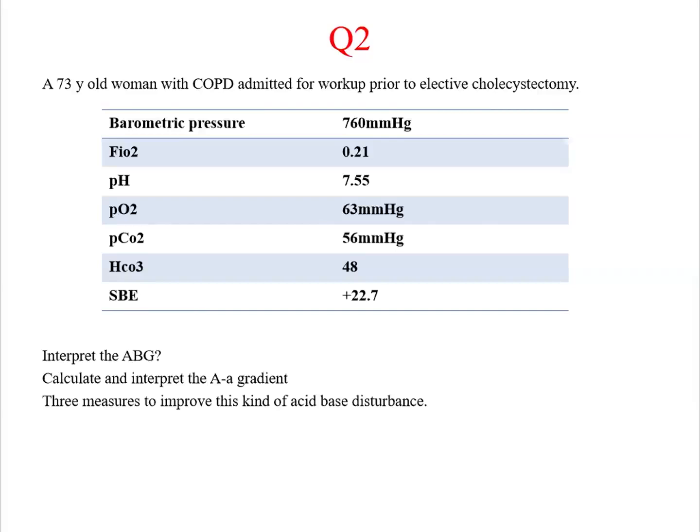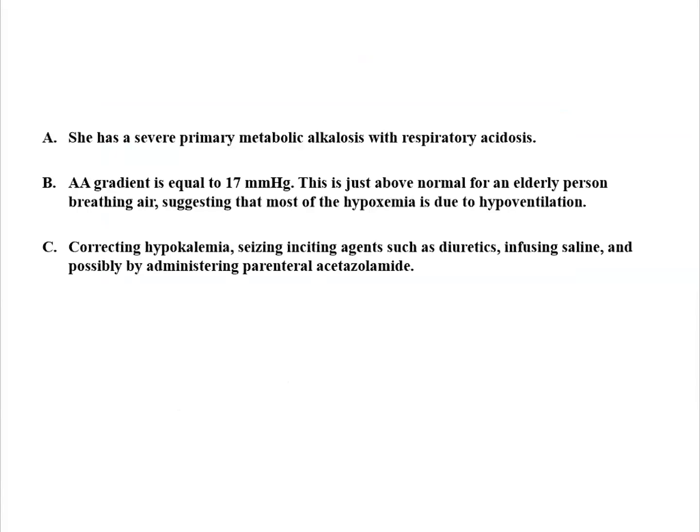Let's see the answer. As you said, it is a primary metabolic alkalosis with some respiratory acidosis. Your A-a gradient is 17. That's very good. I think some of you are not subtracting your PaO2. If you got 80, that has to be subtracted with your PaO2, then comes your 17 value.